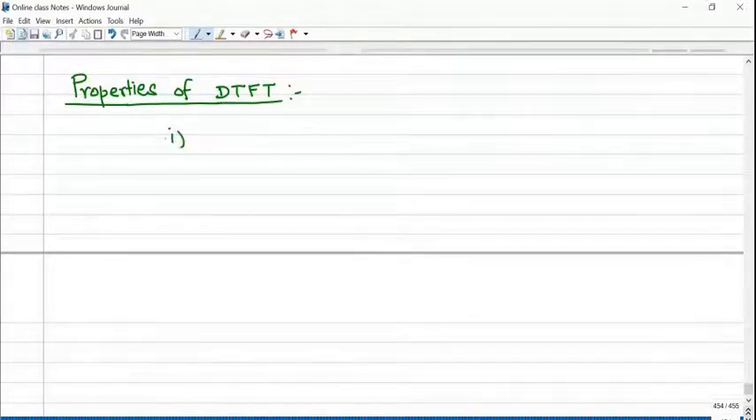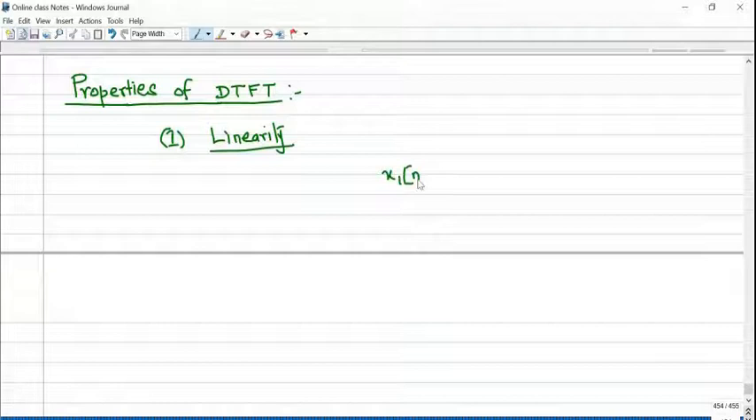Property number 1. This property is available for all the mathematical tools, starting from the exponential Fourier series, right? Linearity property. What does the linearity property say? Suppose x1 of n is a signal.